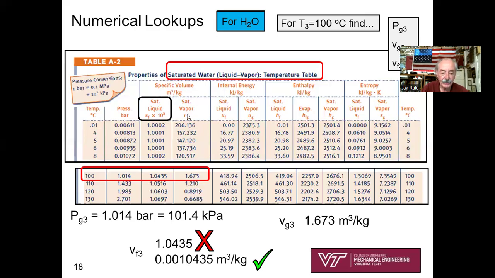Now VG3, look at that. Here's VG for saturated vapor. So the table can be your friend if you understand these column headings, and I just have to write down 1.673 cubic meters per kilogram. So we have quantified, we've done the first job of quantifying for water at a temperature of 100 degrees C. What's the pressure it's boiling at, and what's VG3 and VF3?